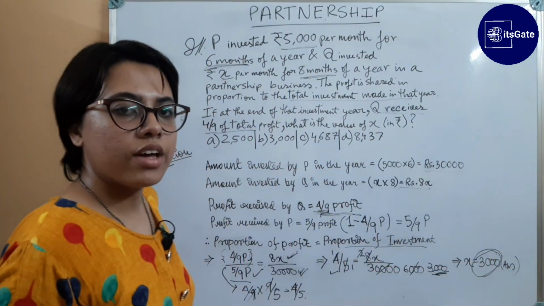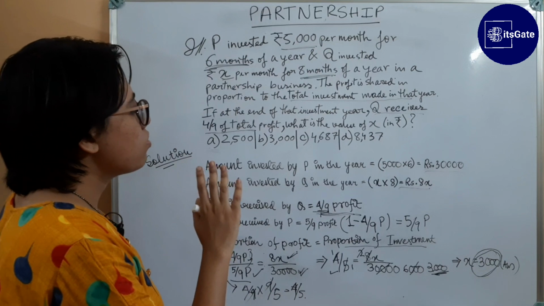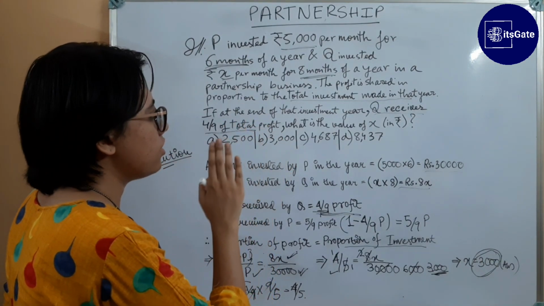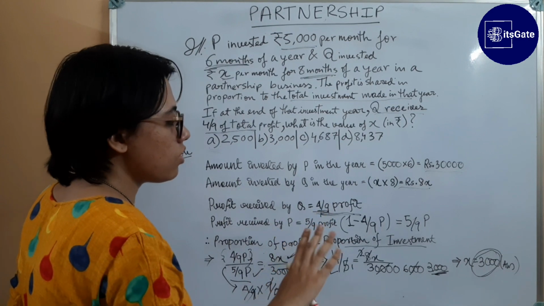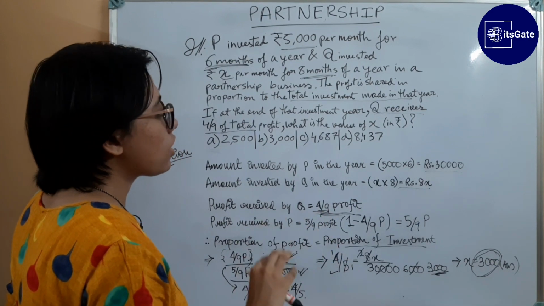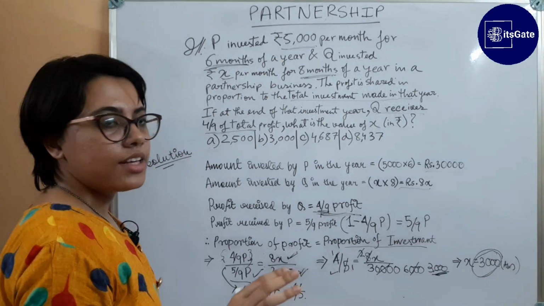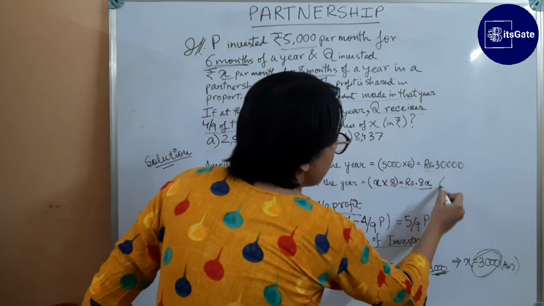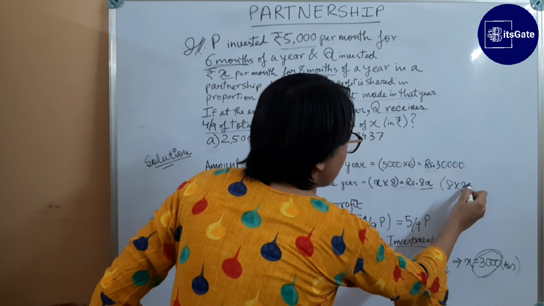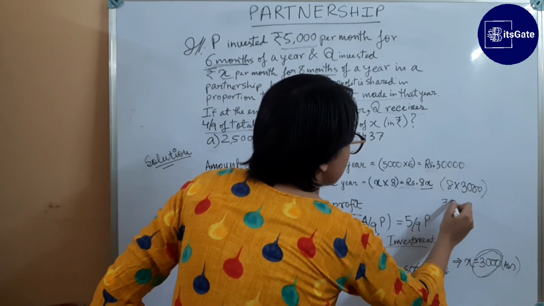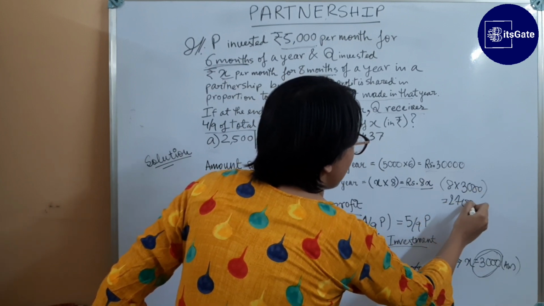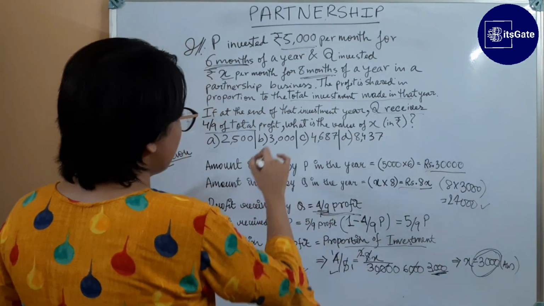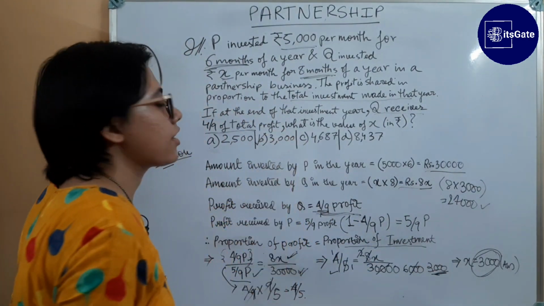What is x? X is the amount of money invested by Q per month in that year. So if we are also asked what is the total amount of money invested by Q, then we can answer it as 8x. That is 8 into 3,000, which is 24,000. Now our final correct answer is 3,000. So option B is correct.